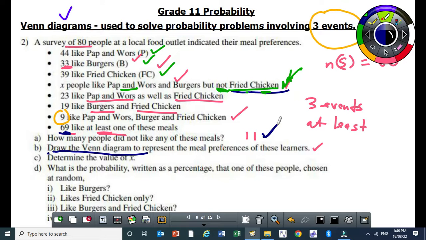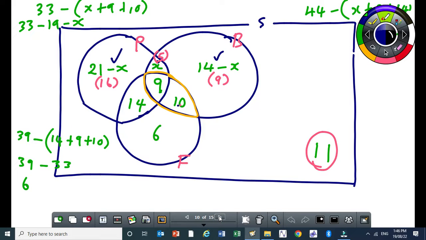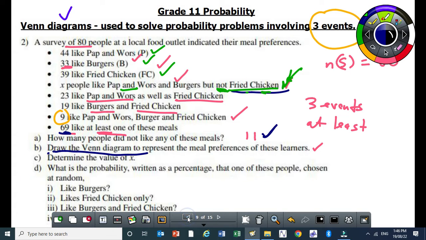Then B, we drew the Venn diagram. The one which I did in the other class is this one here, but it's the same thing, the same as the one that we did yesterday. Then C says determine the value of X.